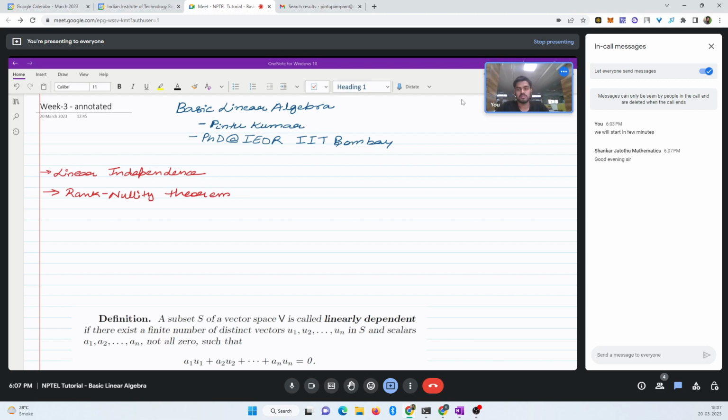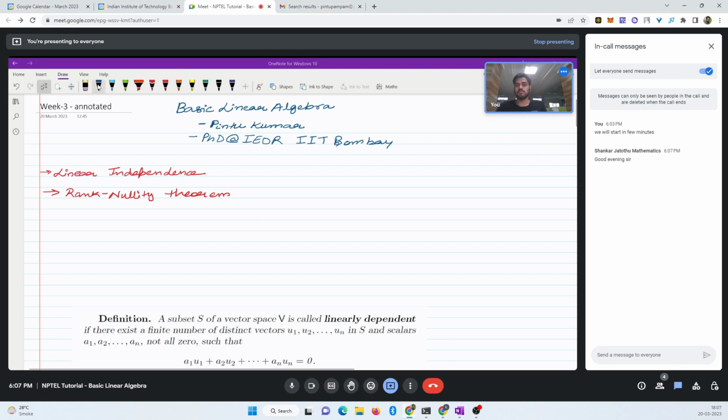Today I plan to cover linear independence and the rank nullity theorem. If you have any doubt at any point, you can either unmute yourself and speak, or just type it in the chat box. Both languages, Hindi and English, can be used for interaction, whichever you are more comfortable with.